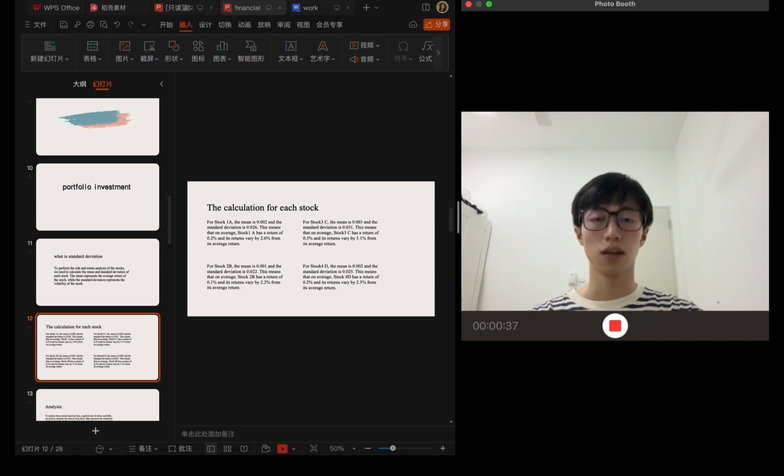For stock 2B, the mean is 0.001 and the standard deviation is 0.022. This means that on average, stock 2B has a return of 0.1% and its return varies by 2.2% from this average return. For stock 3C, the mean is 0.003 and the standard deviation is 0.031. This means that on average, stock 3C has a return of 0.3% and its return varies by 3.1% from this average return.